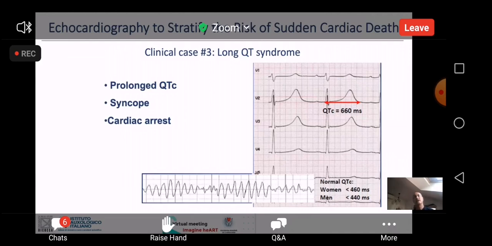The case 3 is a typical case of long QT syndrome. We have long QT corrected, that is 660 milliseconds. The patient had a syncope, cardiac arrest with ventricular fibrillation, as documented over years.